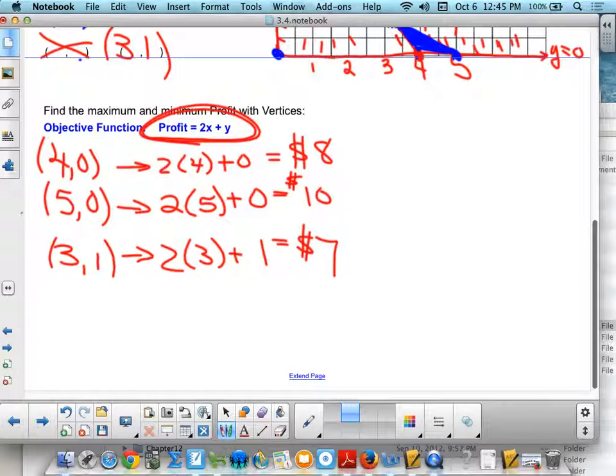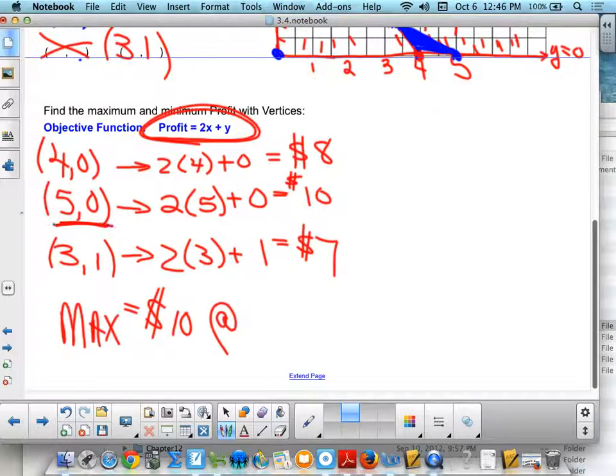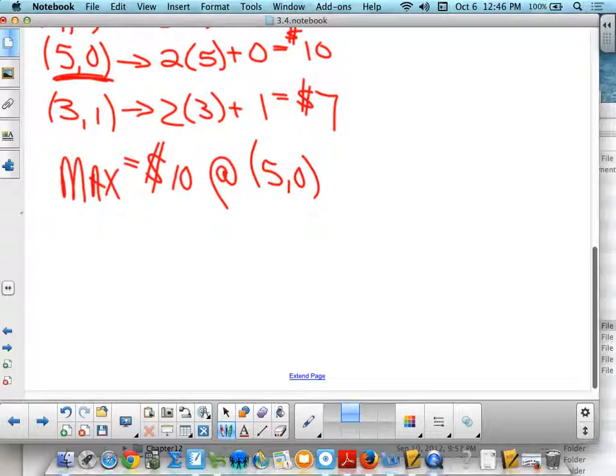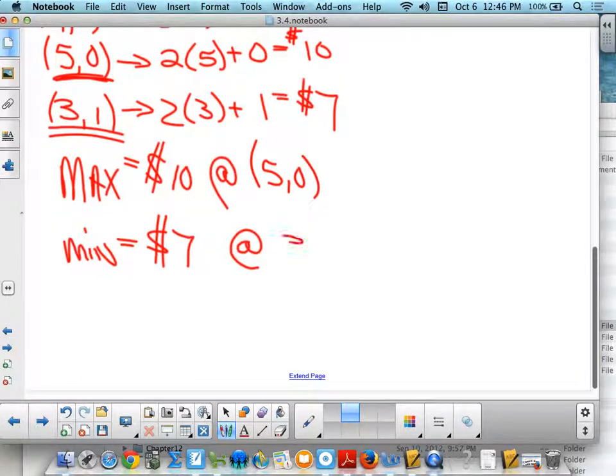Once you throw your vertices in, you see your maximum profit. It only happens at the vertices. So we have to say in this problem, our maximum is $10. At what point? At 5, 0. At 5, 0, you guys will maximize your profit. And then your minimum profit, you will make the least amount of money, $7. At what point? 3, 1. Good?